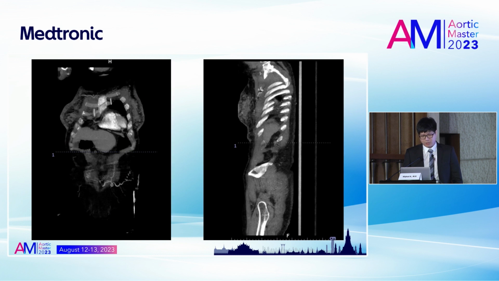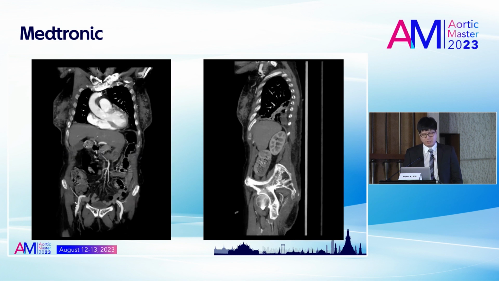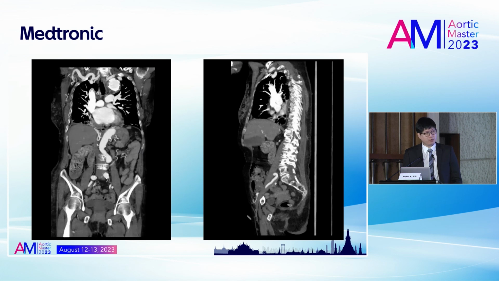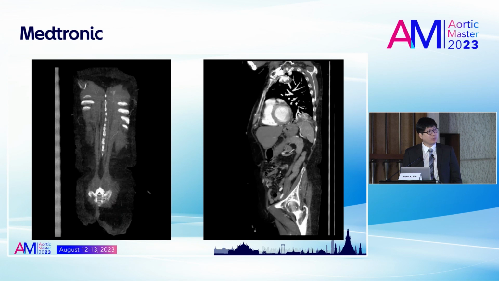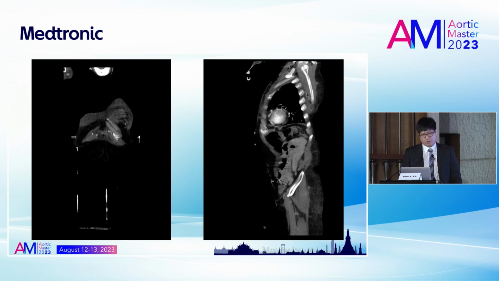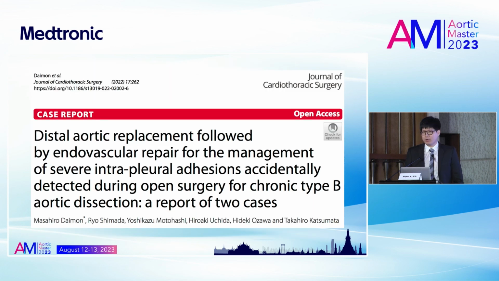Also, again with the coronal cut and the sagittal cut of the CT whole aorta, here we can see really good remodeling and no endoleak. So I really wondered, are we the only ones who do this? So I searched on the internet and found that in 2022, Dr. Masahiro from Osaka University also proposed this in a publication. So they faced the same situation as us.